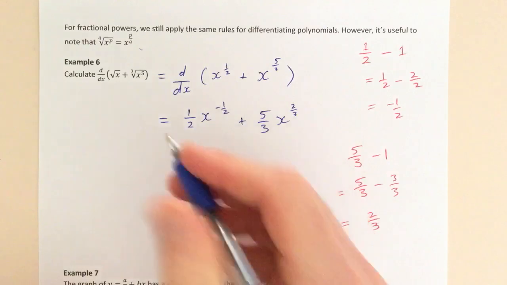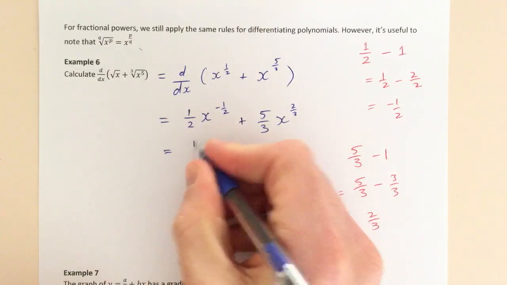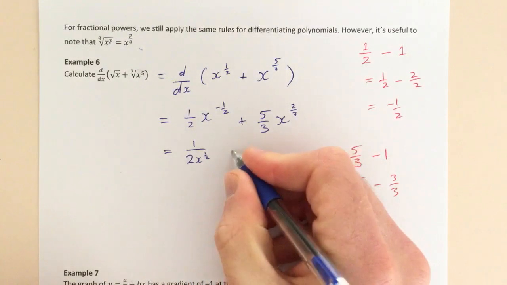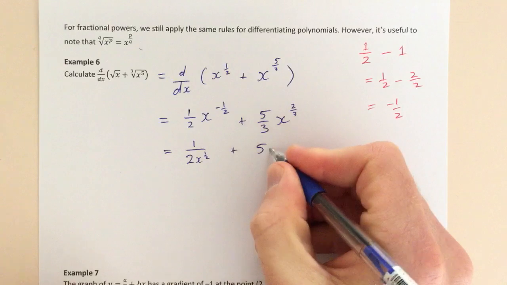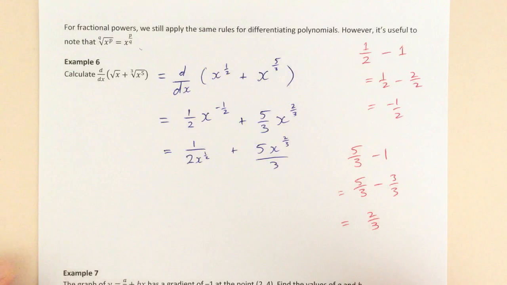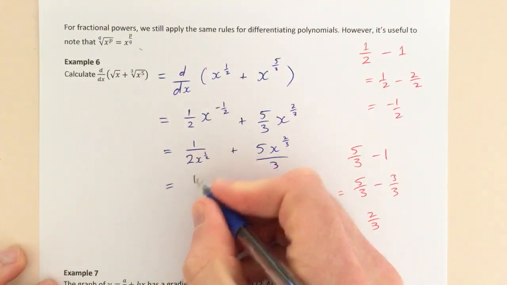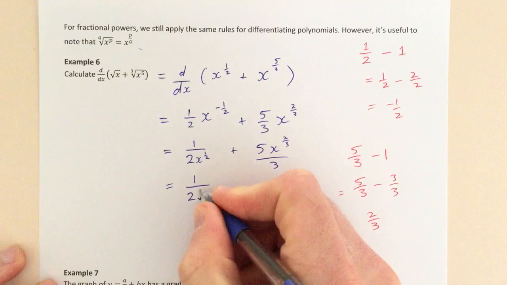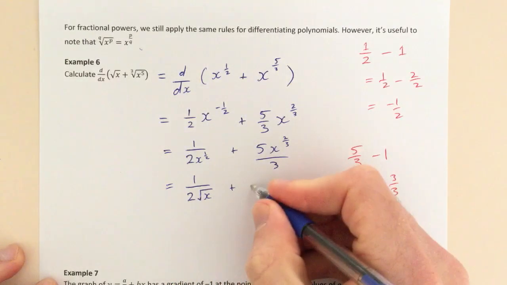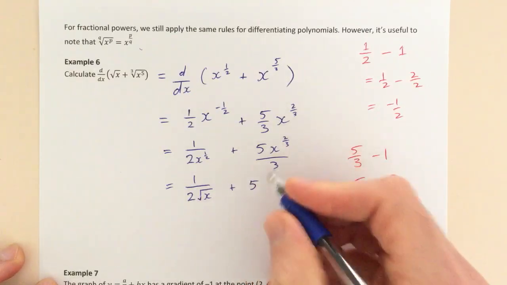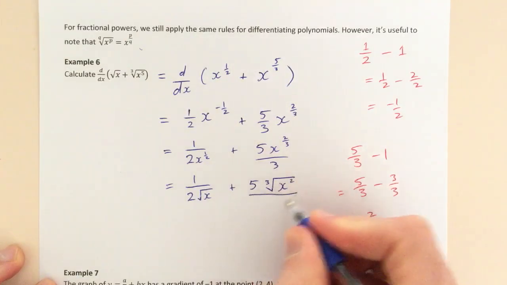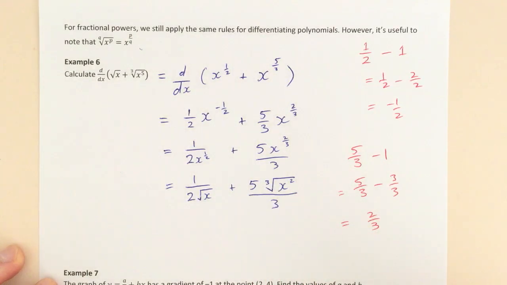Firstly, in this first term, we've got x to the power of negative a half. So we can move that to the bottom and make it a power of positive a half. Could also then write this second term as a fraction. And so we could say that this is 1 over 2, remember x to the power of a half is the square root of x, plus, what will this one be? This will be 5 times the cube root of x squared over 3.